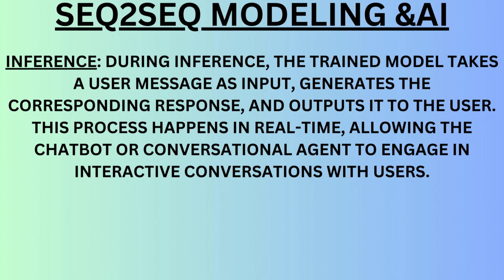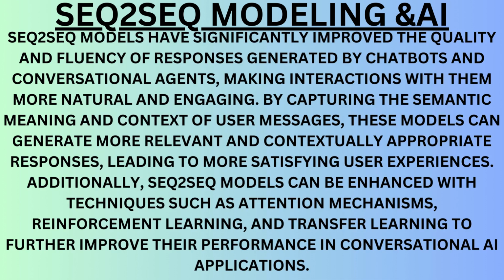Inference. During inference, the trained model takes a user message as input, generates the corresponding response, and outputs it to the user. This process happens in real time, allowing the chatbot or conversational agent to engage in interactive conversations with users. Sequence-to-sequence models have significantly improved the quality and fluency of responses generated by chatbots and conversational agents, making interactions with them more natural and engaging.